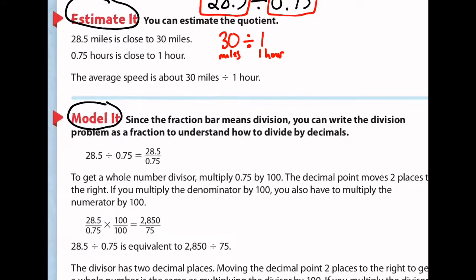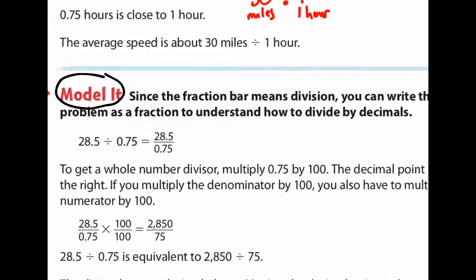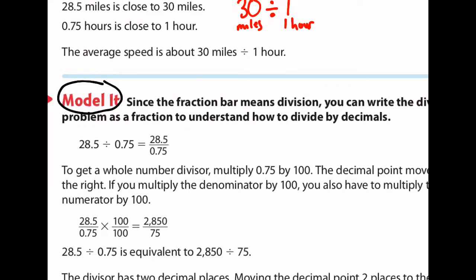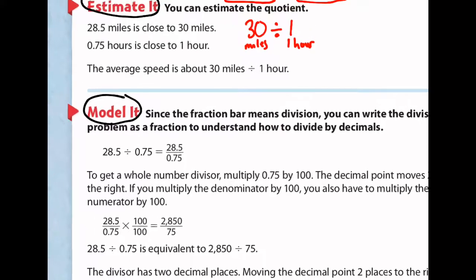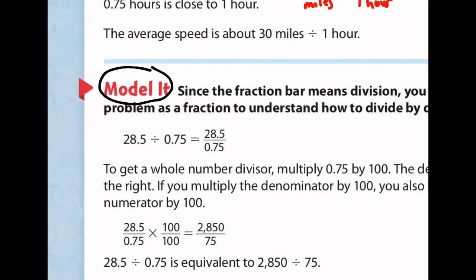So let's go through here. I'm going to try to explain what they're trying to show you here. So first off, stick with me. It says, since the fraction bar means division, you can write the division problem as a fraction to understand how to divide by decimals. So what we're saying here first is 28.5 divided by 0.75 can be written so it looks like a fraction, because that fraction bar just means division. So they mean the same thing.